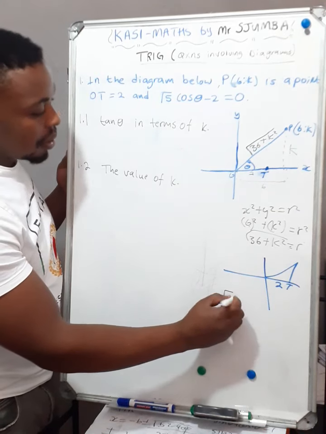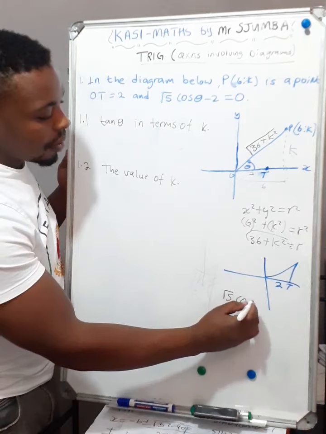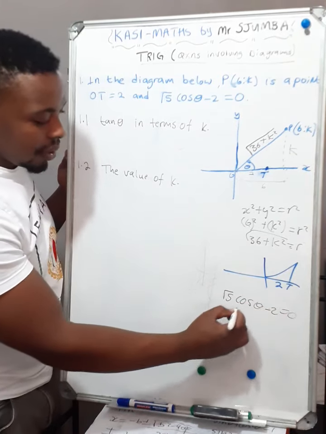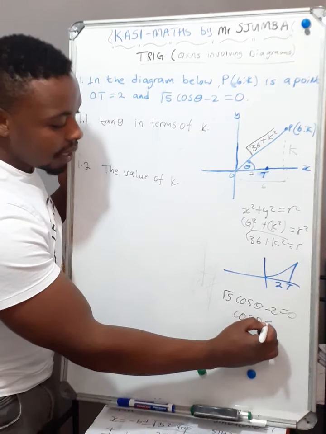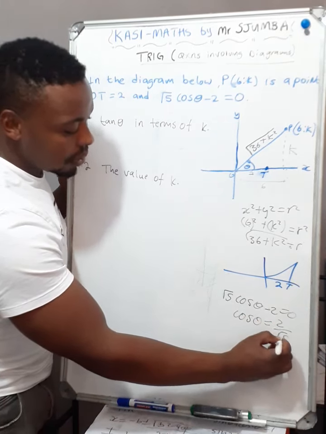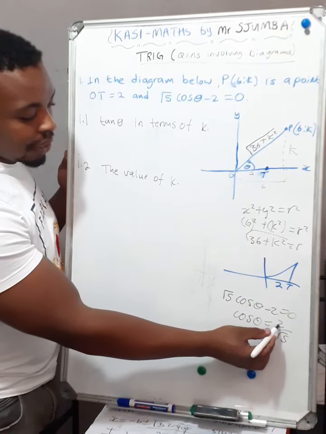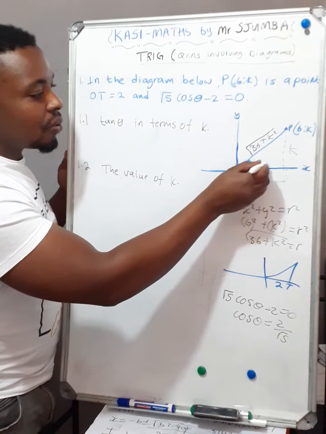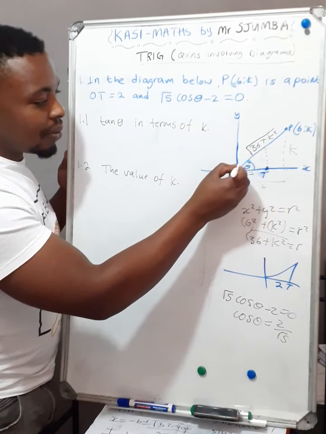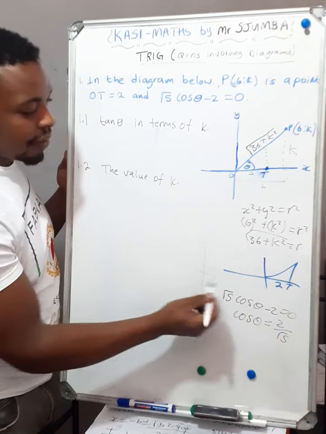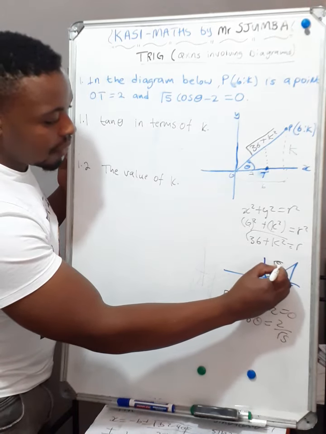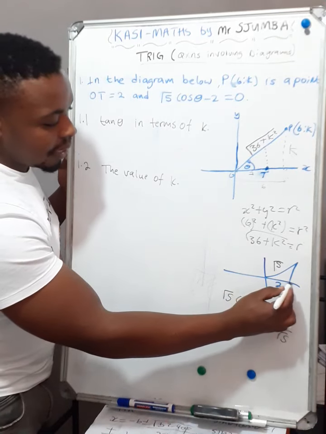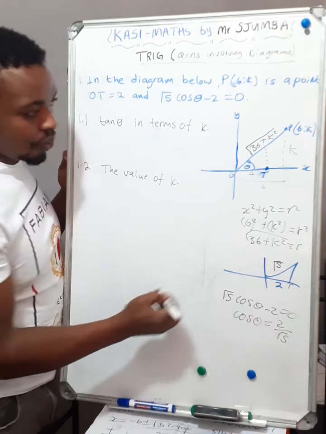So what does this say? It says root 5 cos theta minus 2 equals to 0. So we have cos theta equals to 2 over root 5. Cos theta is adjacent over hypotenuse. So our adjacent should be 2, and our hypotenuse is root 5. So I will draw here root 5, and then adjacent 2, hypotenuse root 5.